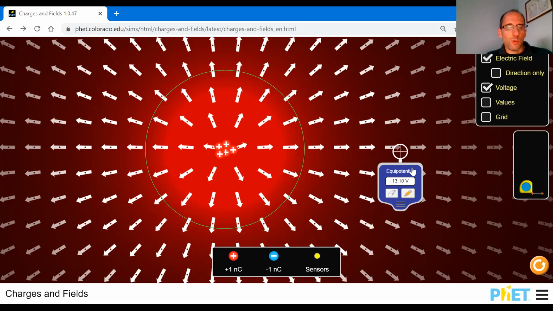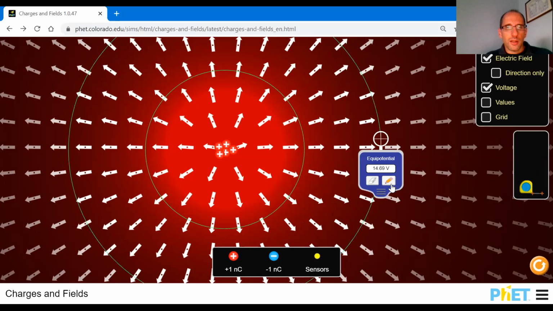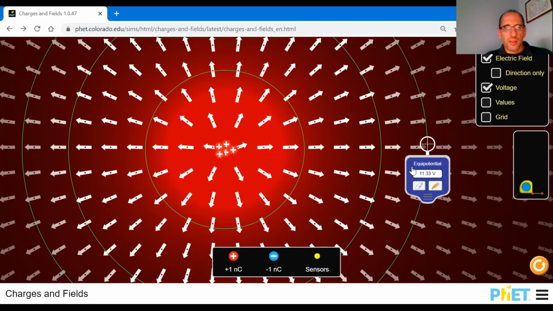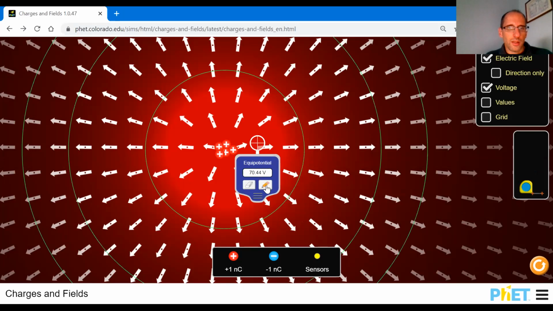And here we have an equipotential contour. And I'll do another one over here. And I'll do another one over here. And I'll do one over here. Okay, I'll bring this back over here.